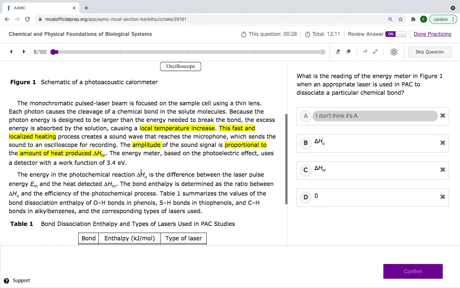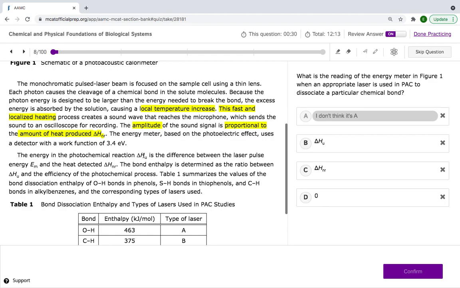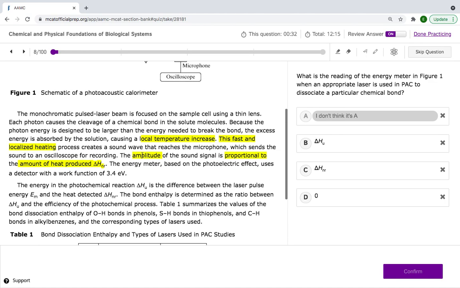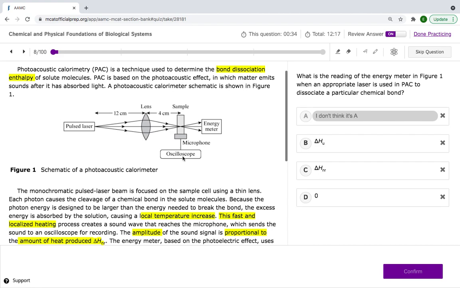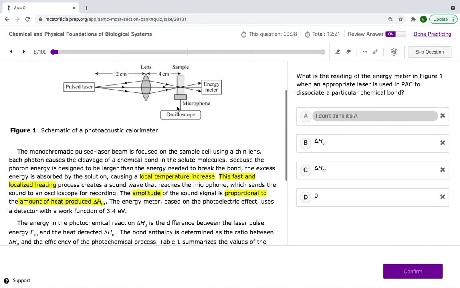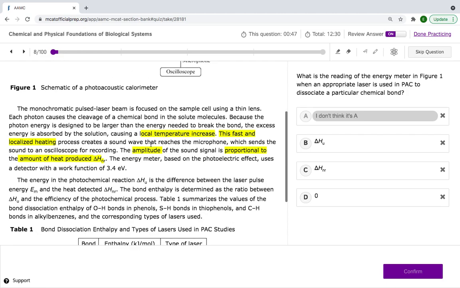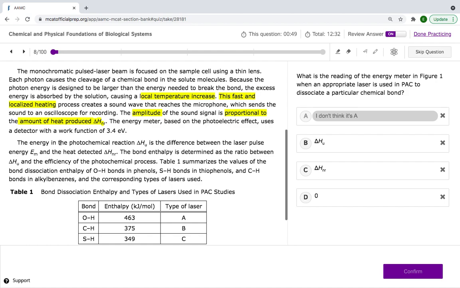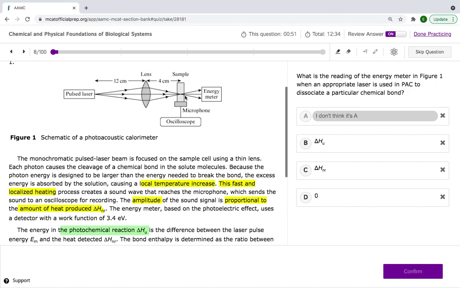Delta HU, no, that's the difference, right? Yeah, that's the difference. That goes to not the water, no, it goes to the solution, which causes the temperature increase. That measures it. The whole entire microphone oscilloscope measures the dissociation energy. That's literally what the whole thing is about. Delta HU measures that. It goes over here. It doesn't go to the energy meter. That's not this one.